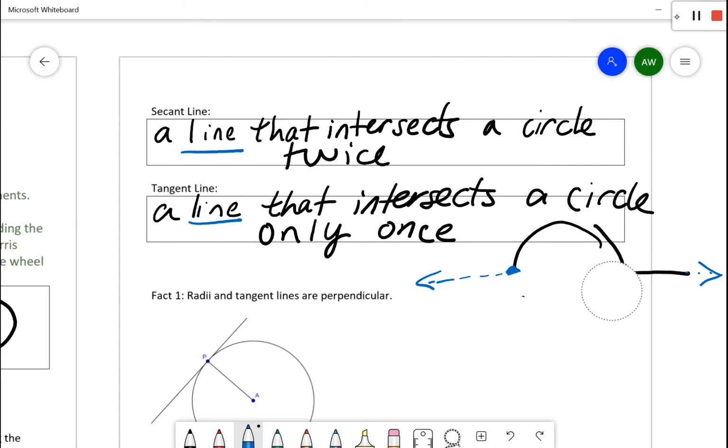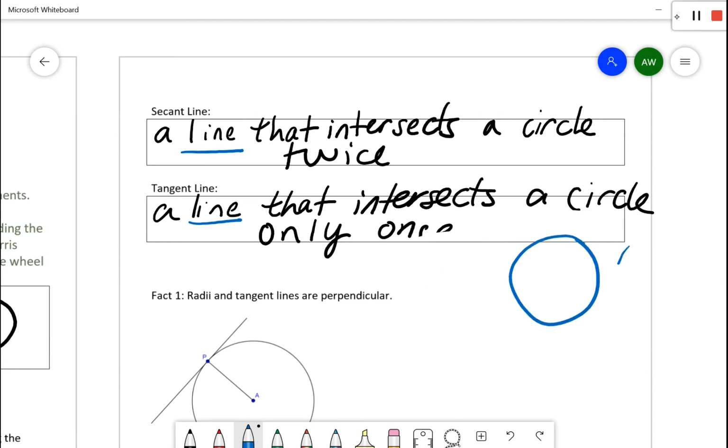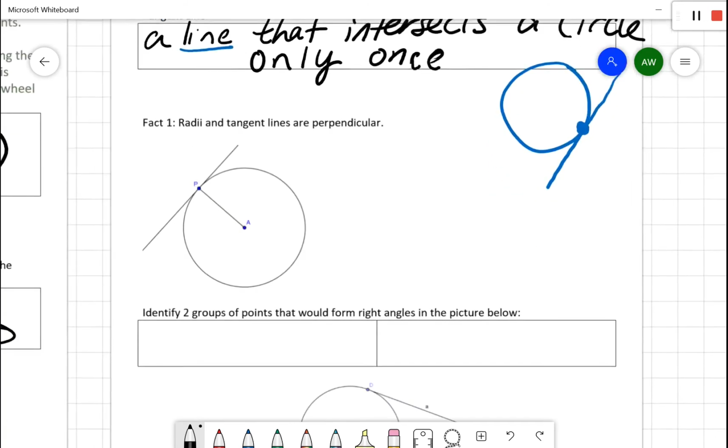So that's one of the reasons, like I mentioned earlier, that tangent lines are so special and specific because they only intersect in one place. They only touch it once. All right, let's move down to this fact that we have.